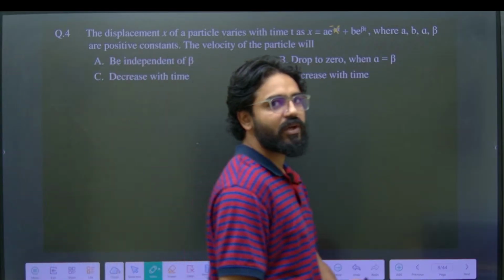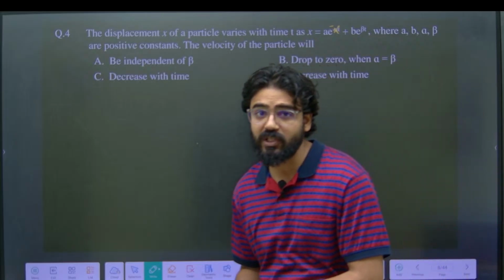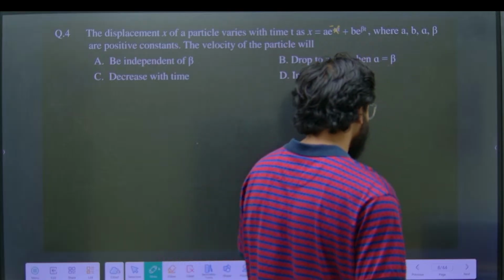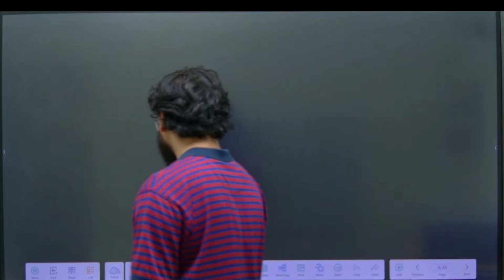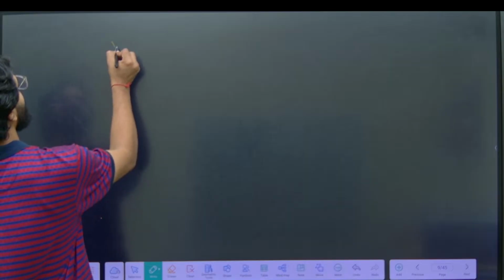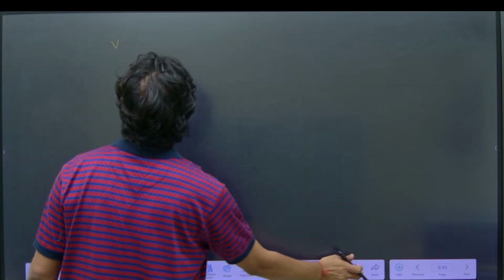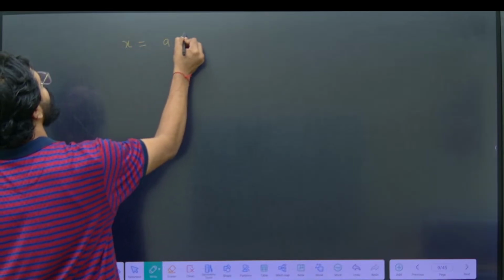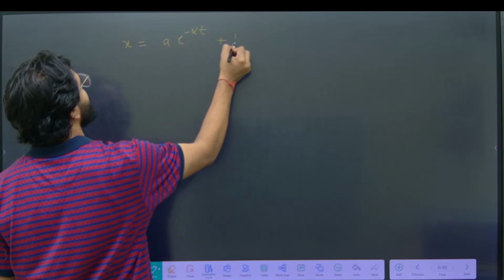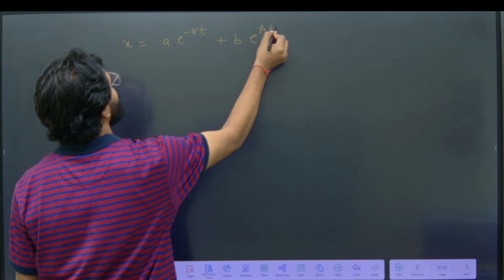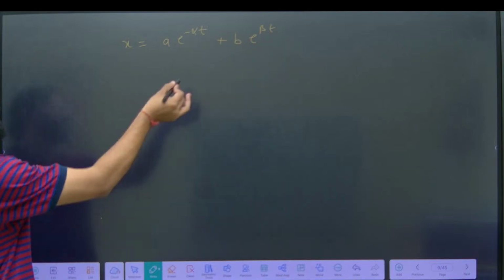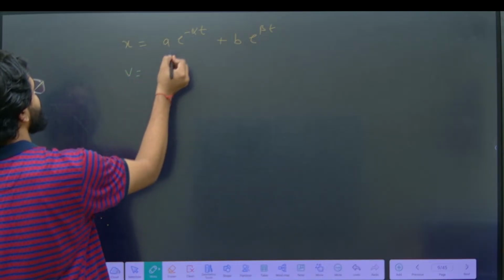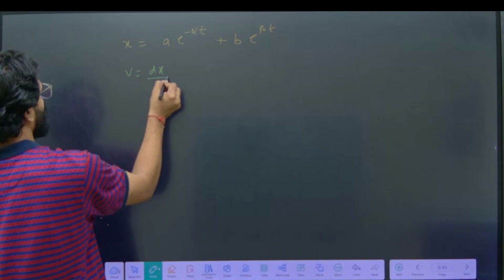We know that if x is given and we have to calculate the velocity, you can only do one thing: differentiate position with respect to time. So x equals a into e to the power negative alpha t plus b into e to the power beta t, right? Correct. So what will the velocity be? Velocity will be just the differentiation of this. Yes or no? Correct.